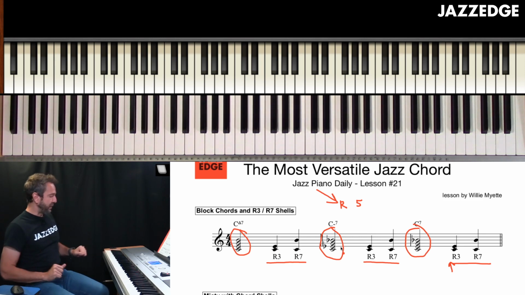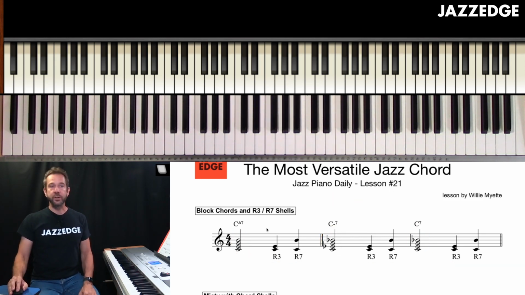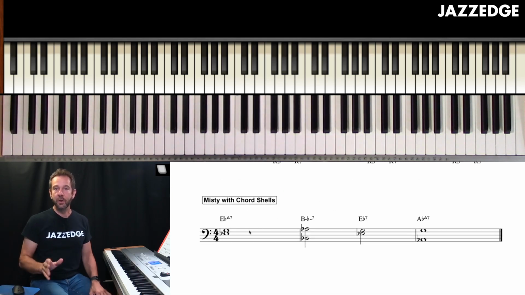Okay. All right, so let's talk about why these root 3, root 7 chord shells are so functional. They are just so versatile for jazz piano. So we have the first three measures here of Misty, and all I'm doing here is just playing my chord shells in my left hand.